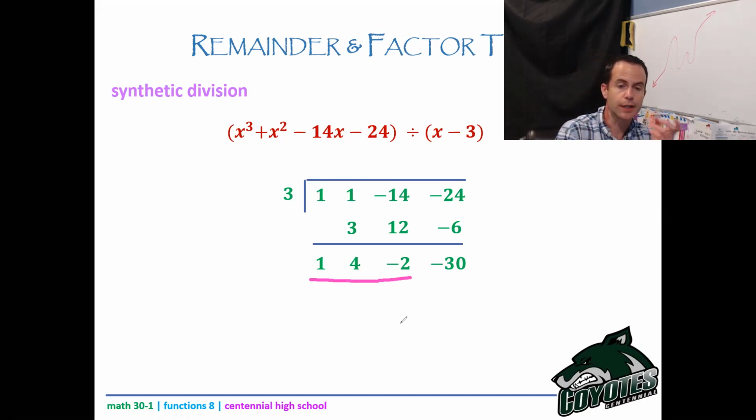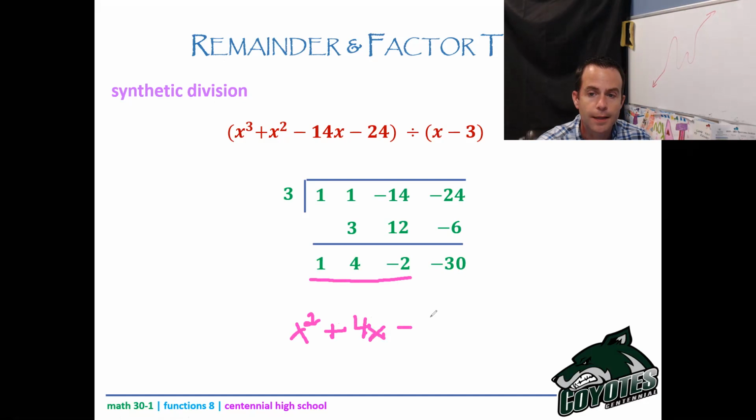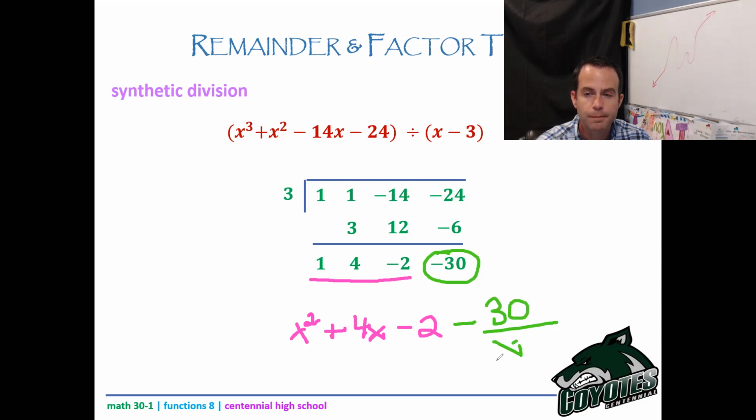Now, if you were following those steps, this is the quotient, dropped a degree. I started with an x cubed, so this begins with an x squared. So that's going to be x squared plus 4x minus 2. And then this is my remainder. So then I can say minus 30 over x minus 3 if I was writing that division statement.